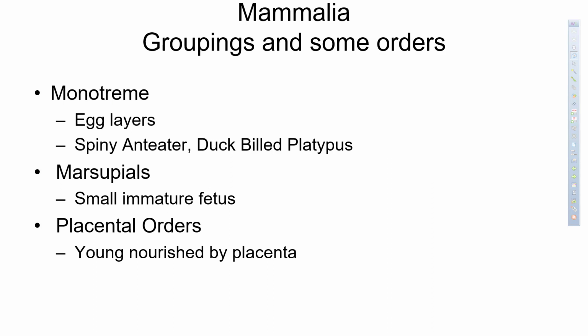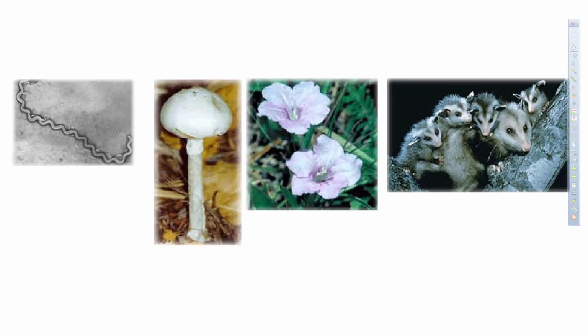Okay? So the egg layers include our spiny anteater and our duck-billed platypus. It's an animal that doesn't seem to make a lot of sense. Your marsupials, like your kangaroos and wallabies and koalas, produce an immature fetus that crawls out when it's super young and then goes into a pouch. And your placental mammals are very, very successful. There's only one marsupial not found in Australia, and that is the opossum, which lives in this area, as a matter of fact.